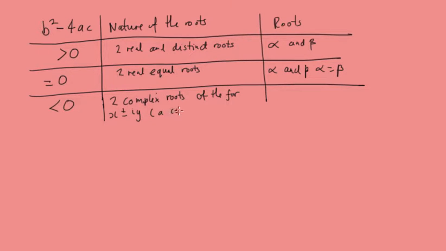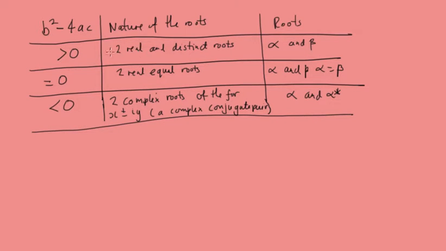So we've got a complex conjugate pair. So we've got alpha and its complex conjugate. We'll call it alpha star. So now we can use complex numbers to always find a solution of any quadratic equation, and we'll always have two roots. Now what about higher order polynomials?